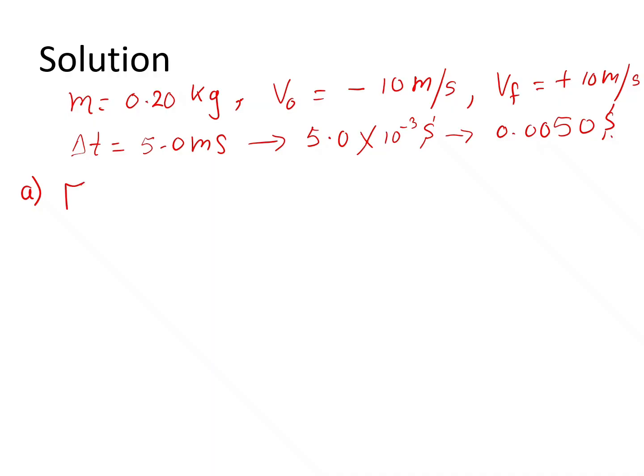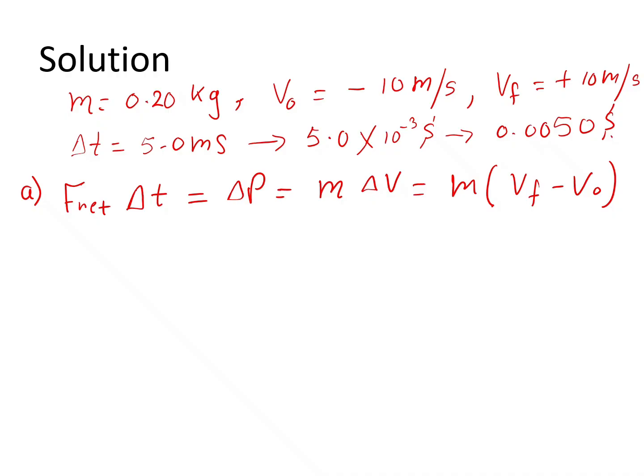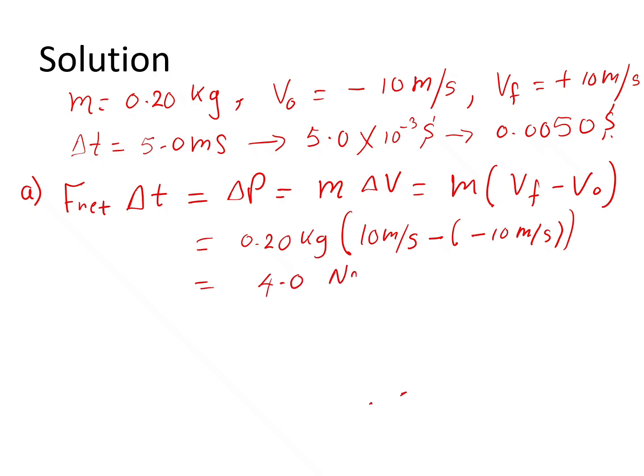For part A, we use impulse equals change in momentum. So the impulse is the net force multiplied by the time, and that equals the change in momentum, which is mass times delta v. We can write this as mass times v final minus v initial, and then substitute the values. So we have 0.2 kilograms times 10 meters per second minus negative 10 meters per second, and this equals 4 newton seconds.